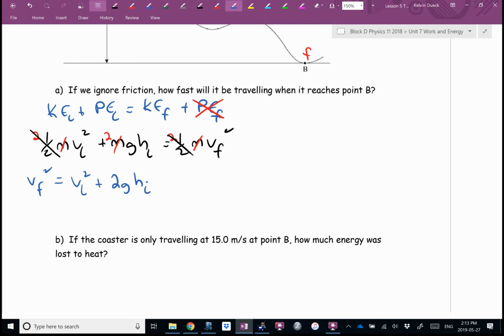Got it? Do you know what we've just derived without realizing it? Look up. VF squared equals VI squared plus 2AD, because isn't that an acceleration, and isn't that in meters? It pops out of conservation of energy on its own very nicely.